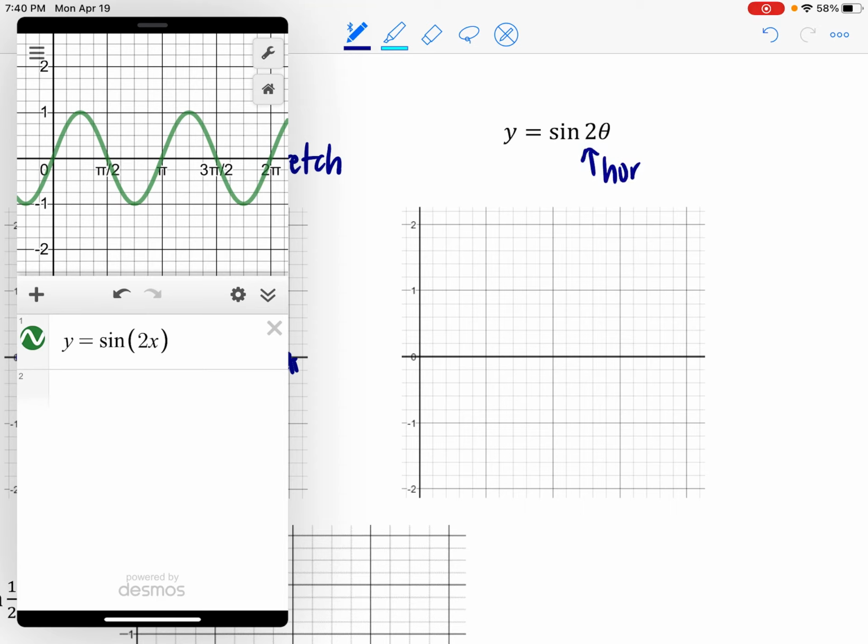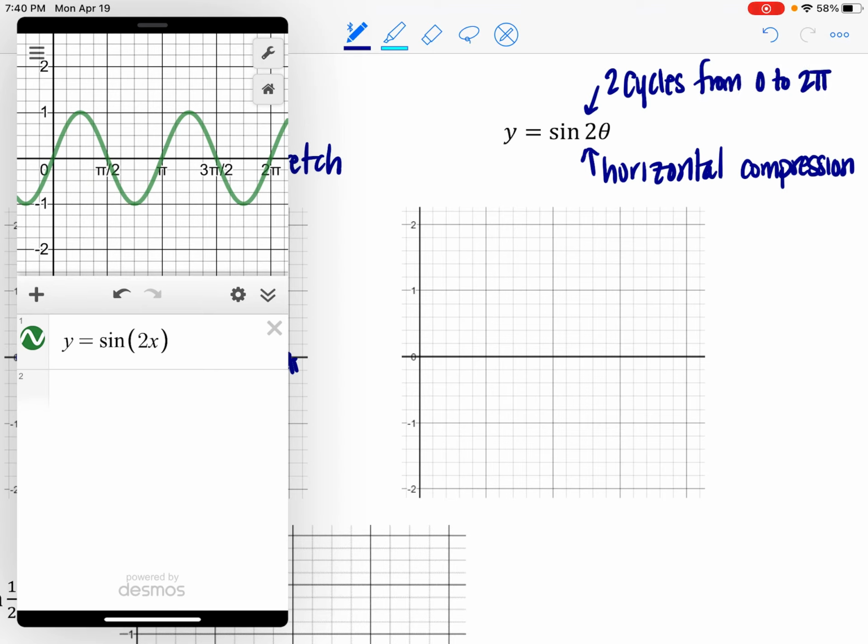This is a horizontal compression. We like squished it horizontally. Okay. Now specifically what it does to our sine curve is it creates 2 cycles from 0 to 2 pi. What it's affecting is what we call the frequency. It's how many cycles from 0 to 2 pi. We call that the frequency.